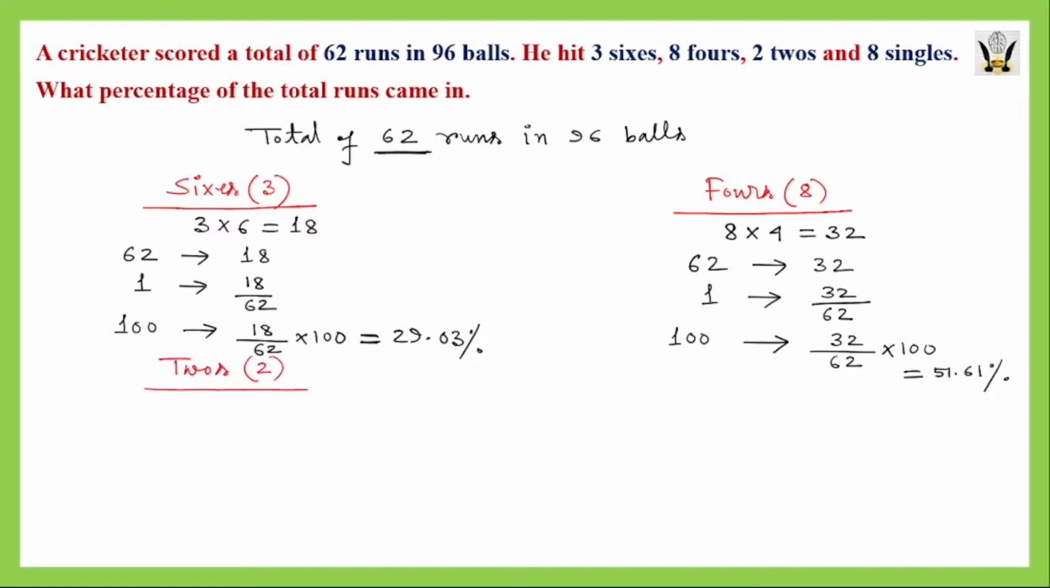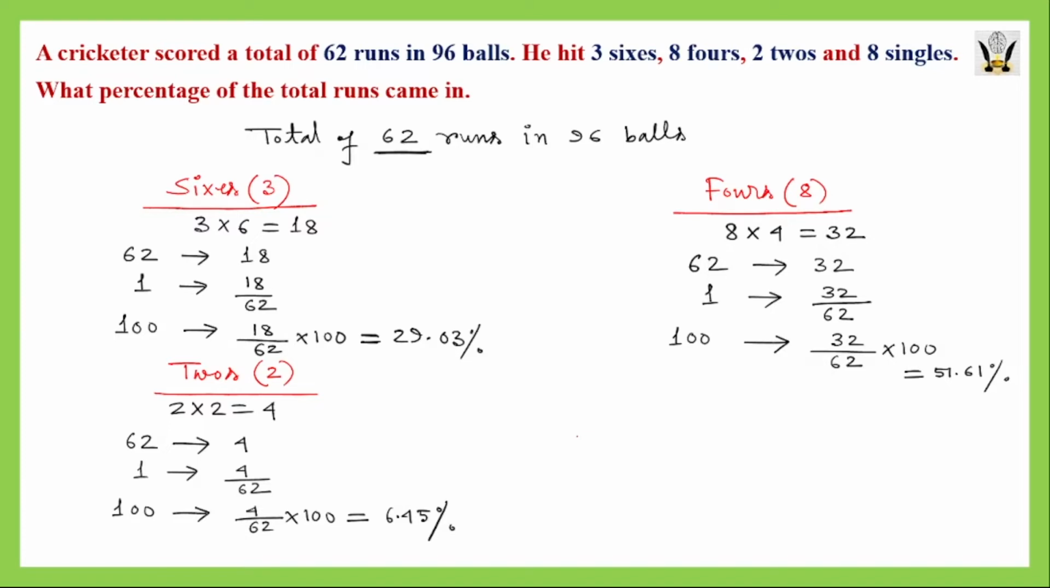Next type of runs was 2s. So 2s, how many? 2. So 2 multiplied by 2, total run 4. So out of 62, this 4 came from 2s. So out of 1, again the same concept, it will be 4 divided by 62. And if the total run was 100, then out of 100, how many runs came from 2s? This way we have to find it, and that value will be 6.45%.